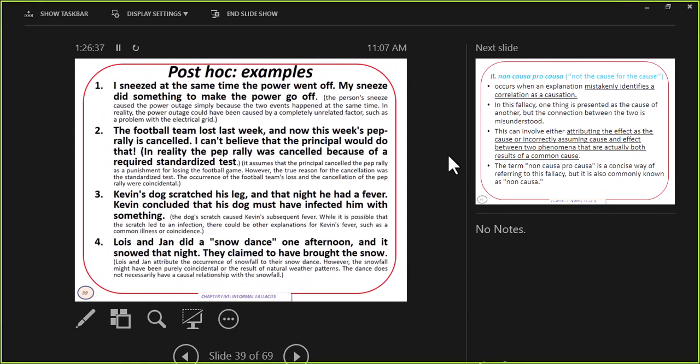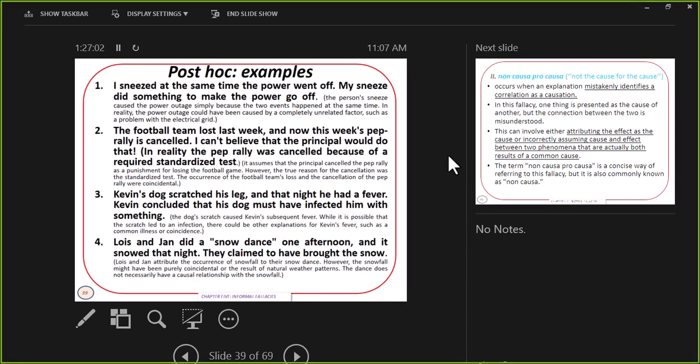I sneezed, and at the same time, the power went off. My sneeze did something to make the power go off. The football team lost last week, and now this week's pep rally is cancelled. I can't believe that the principal would do that. In reality, the pep rally was cancelled because of a required standard test. Right? 2 events, event A and event B, are related temporally by ignoring other factors that play an important role for 2 consecutively happened events.